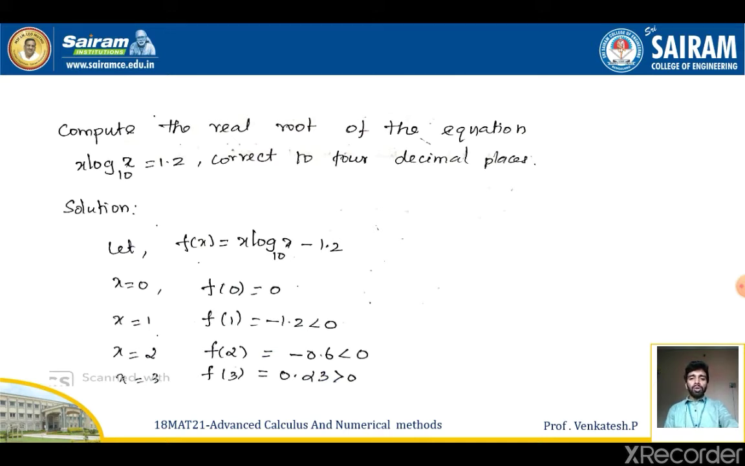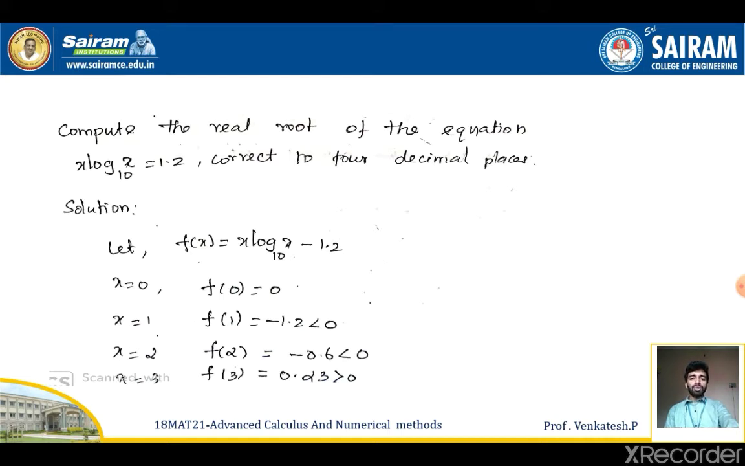Already I told you that a should be less than b, and the difference between a and b should be very close. So I'm going to start replacing the values x is equal to 0, 1, 2, 3, till I get one positive value and one negative value. I'm replacing x is equal to 0; the value will be 0. I'm taking x equal to 1.